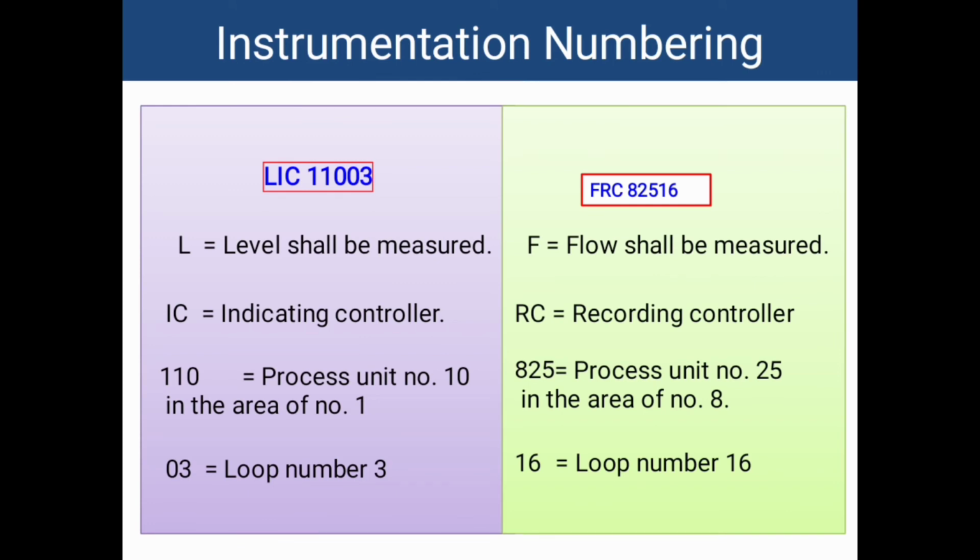LIC 11003. L means level shall be measured. IC means indicating controller. 110 is process unit number 10 located in area number 1. 03 is the loop number. Like that, FRC 82516: F means flow shall be measured, RC is the recording controller, 825 is process unit number 25 located in area number 8, and 16 is the loop number. Like that, you have to read the instrumentation number.